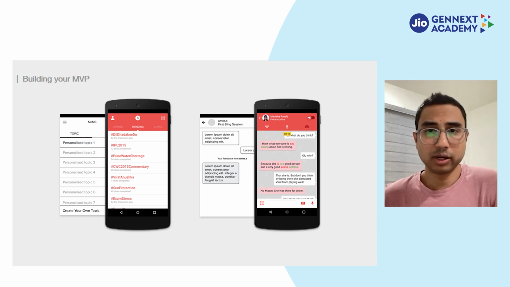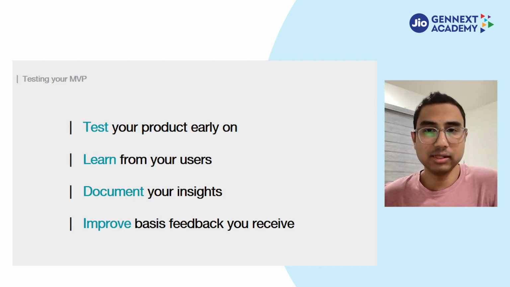From an MVP perspective, we wanted to understand if the experience of learning on chat was valuable to our users and if the interactions that we had built for them were easy to understand and follow. With a prototype that has the basic screens and interactions in place, you can consider asking a few potential users to test your product and the interactions. It is important for you to observe and learn from your users, document their insights, and improve your product on the basis of the feedback you receive from them.